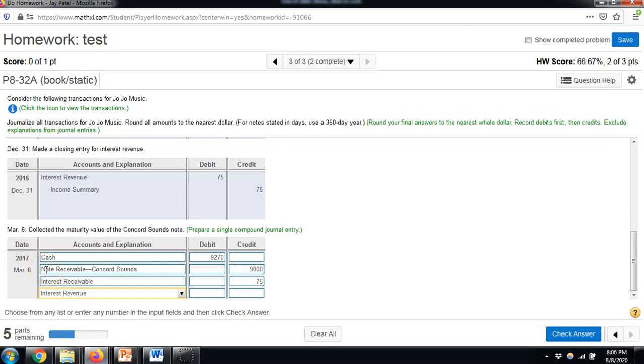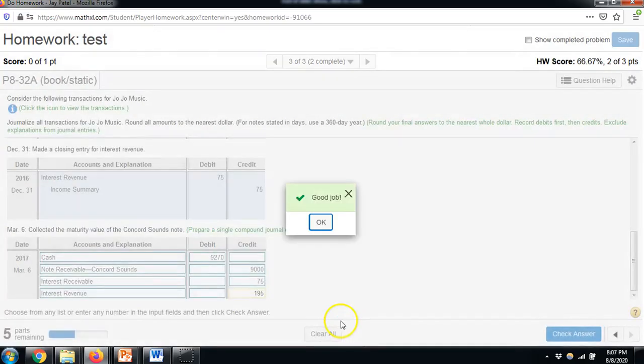You could do the math. It's 9,000 times 0.12 times 65 divided by 360, because remember, 25 days happened in 2016 and 65 days happened in 2017. So we're just now recognizing the revenue for 2017. And yes, that's $195. According to my math, everything checks out. The sum of the debits and the sum of the credits are equal. Let's see. Yep.